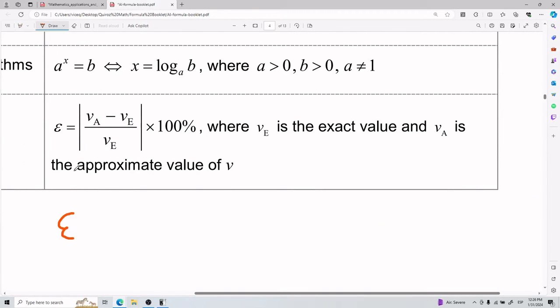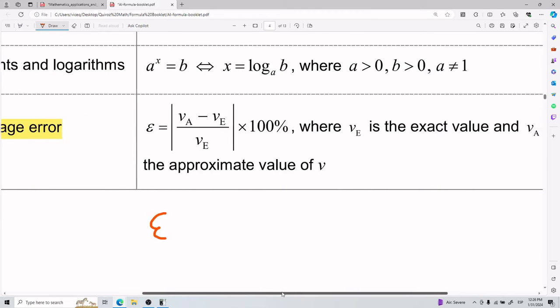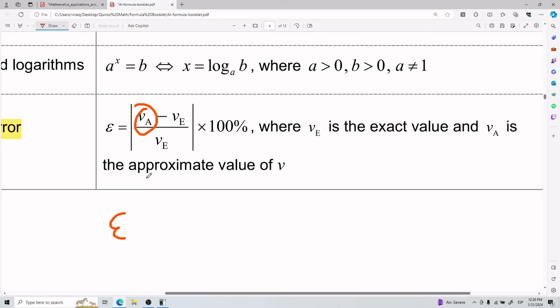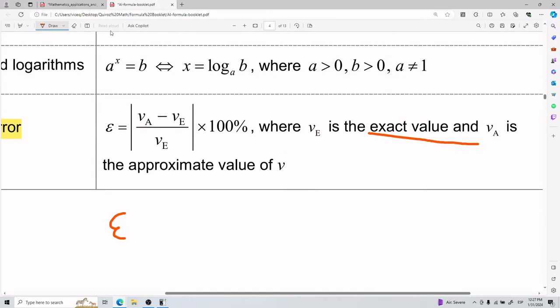this E is just the value of the percentage error, okay? VA, as it says there, is the approximate value of V. And VE, of course, is going to be the exact value. It multiplies it by 100% to turn it into a percent.